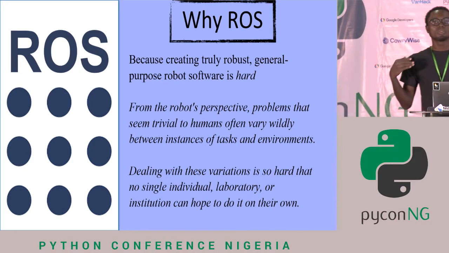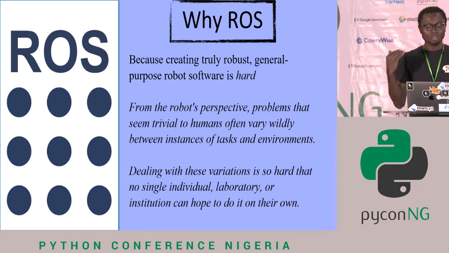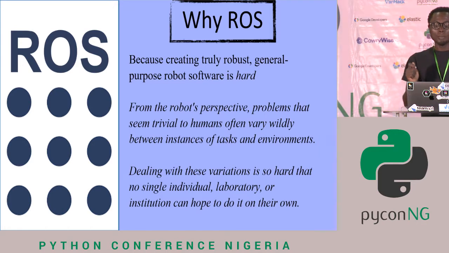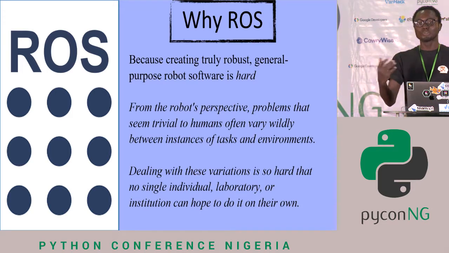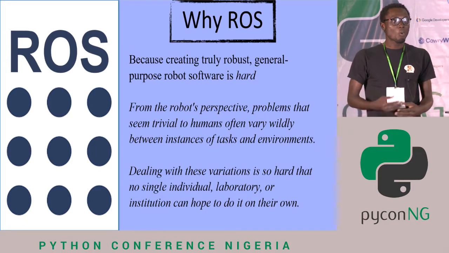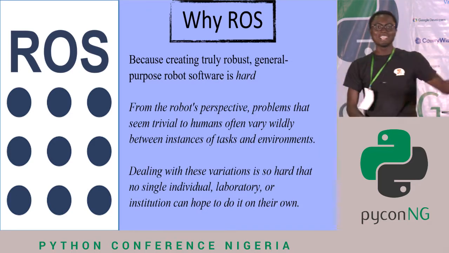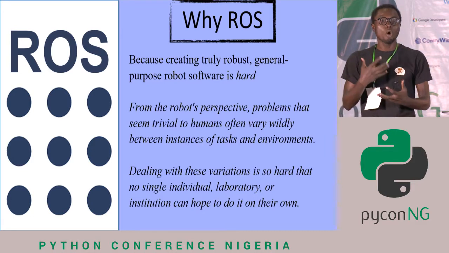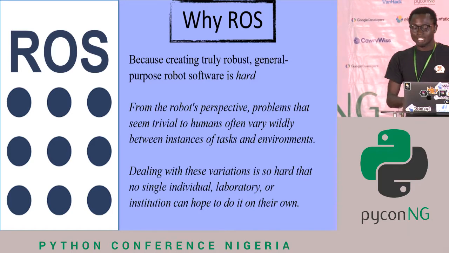So why do people love ROS? Why are people downloading this software and using it on their robots? Like I said earlier, creating truly robust general purpose software is very hard, very complex. You spend hours trying to just figure out how to move things. Things that feel very easy for us as humans, when you tell a robot to perform them, you just see it moving like this, going like this, because they are actually very complex tasks for robots to perform.